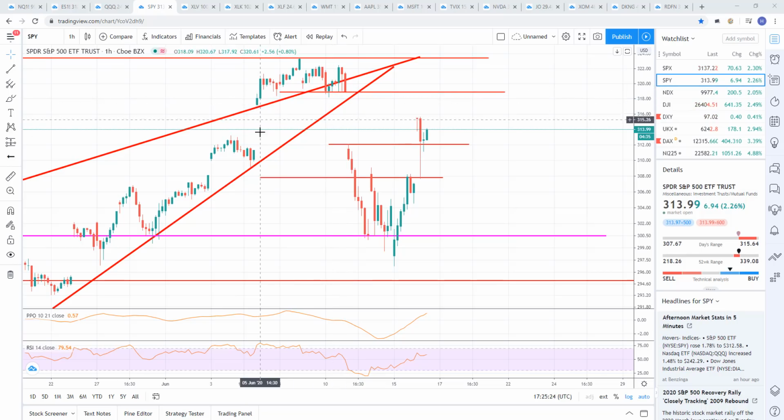So the island was created when you gapped up. This was a gap up on the news or the jobs report, and then we gapped down right here pretty much after the Fed, and that created the island top reversal. So that is a reversal pattern.